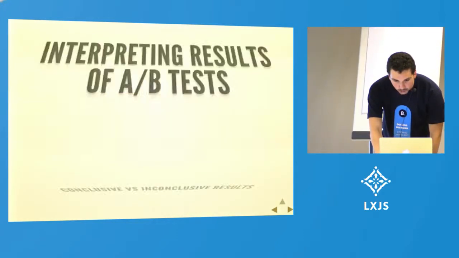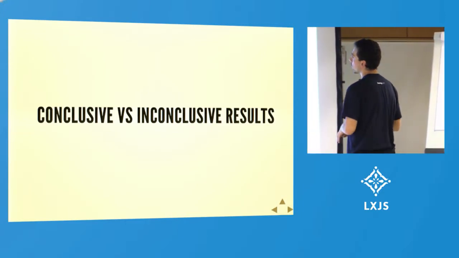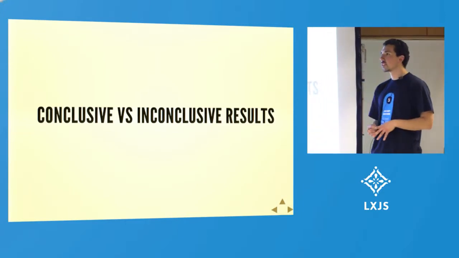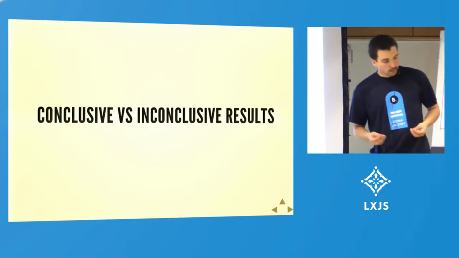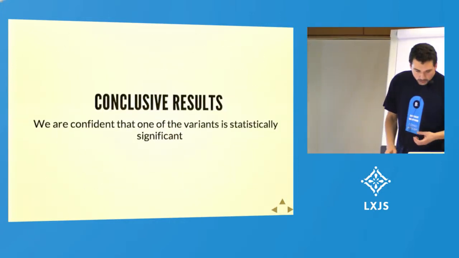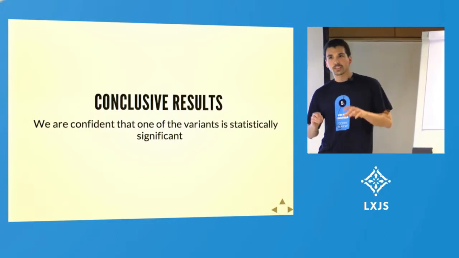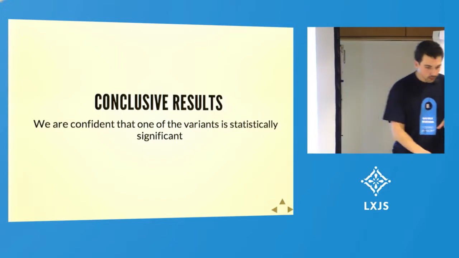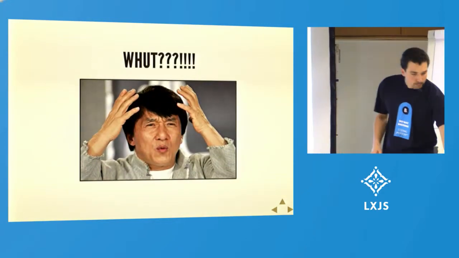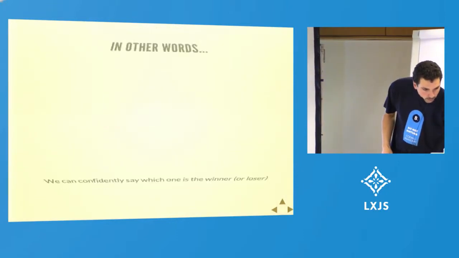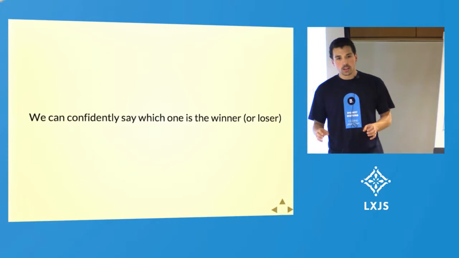This introduced me nicely to what I wanted to talk about, interpreting the results. When we talk about A/B test results, we talk about conclusive or inconclusive results. This actually means we're confident that one of the variants is statistically significant. And what is that? Basically, it means we can confidently say which one is the winner.